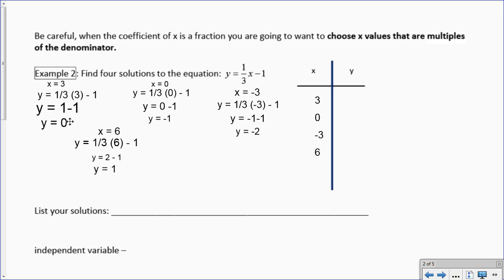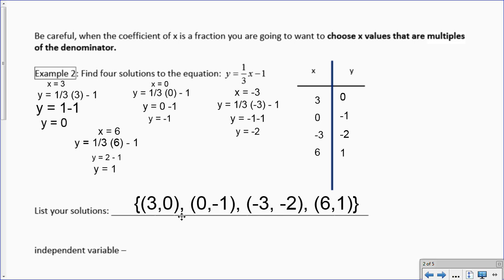So these y values that I got, 0, negative 1, negative 2, and 1, I'm going to match them with their x values that I used to get them. Okay? And those create my ordered pairs. So to list solutions, I start off with the set, the brace, and then I write the ordered pairs. Okay?